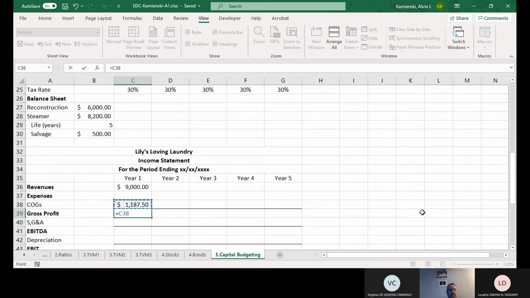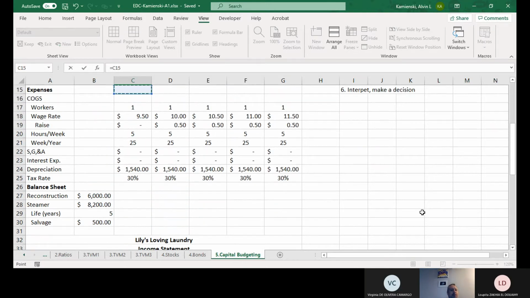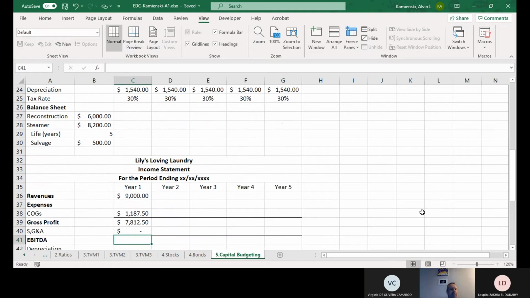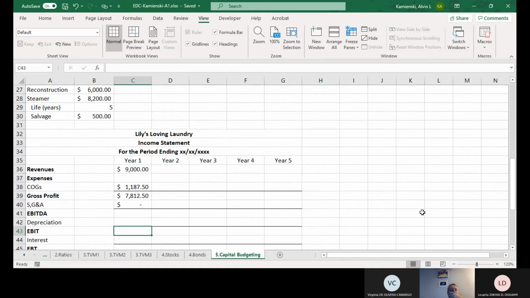$1,187 in costs. Therefore, when you take your new revenues minus your new expenses, your new gross profit is $7,812. We have no SG&A, but we can still point to this in case later on we determine that we need to advertise, or the landlord comes and raises the rent on us because we have new machinery in there, or something of that nature. So our EBITDA is going to be, as of right now, the same as our gross profit.